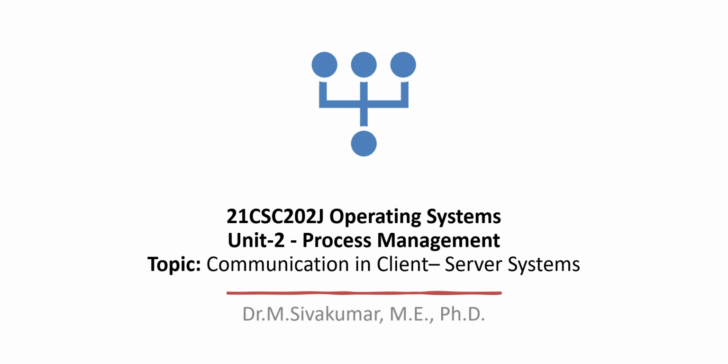In modern computer systems, different processes often need to communicate with each other. This communication becomes especially important when the processes are running on different computers connected through a network. So in this session, we are going to understand what a client server system is, how communication takes place, and the different mechanisms used for communication. Major communication mechanisms that we will discuss are sockets, remote procedure calls or RPC, pipes, and remote method invocation or RMI.